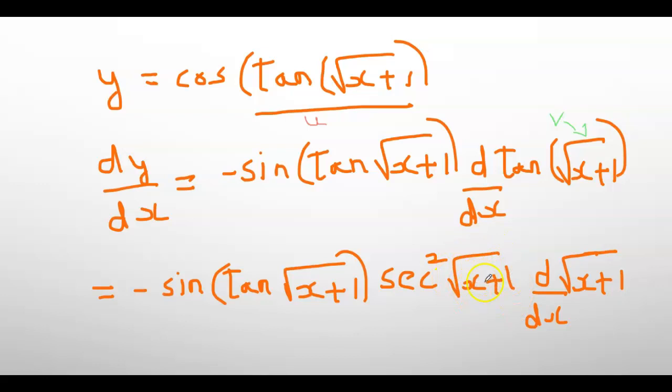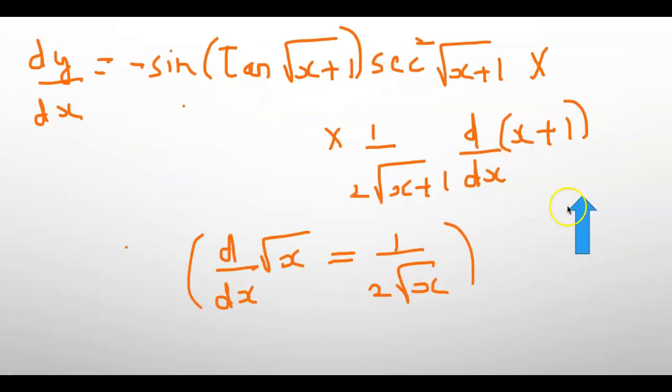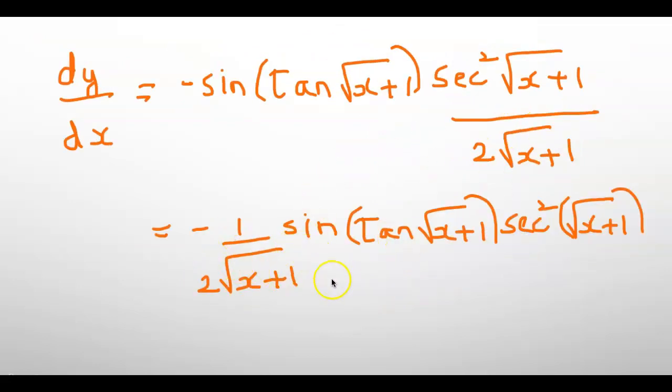And instead of x, what do I have? I have root x plus 1. So into d dx of root x plus 1. That will be minus sin tan root x plus 1 into secant squared root x plus 1. d dx of root x plus 1 is 1 by 2 root x plus 1, into d dx of x plus 1, because if I call x plus 1 as w, you will get d dx of x plus 1, and derivative of x plus 1 is 1. So when you simplify, you get minus 1 by 2 root x plus 1 sine of tan root x plus 1 into secant squared root x plus 1. That is our answer.